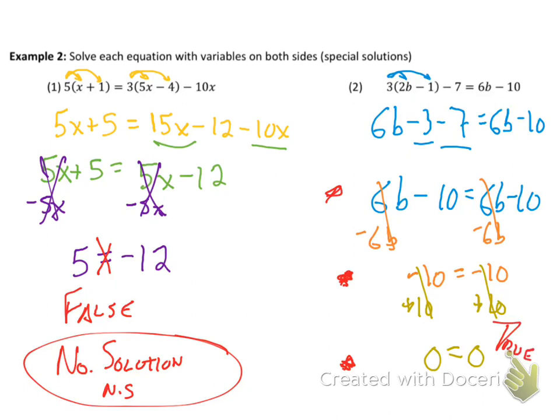And because it's always going to be true, we say that this has infinitely many solutions. So no matter what value of b you plug in here, it's always going to equal the right-hand side. The left-hand side and the right-hand side are always going to be equal. So this only happens, these two types of cases only happen when you have variables on both sides of the equation. Okay?